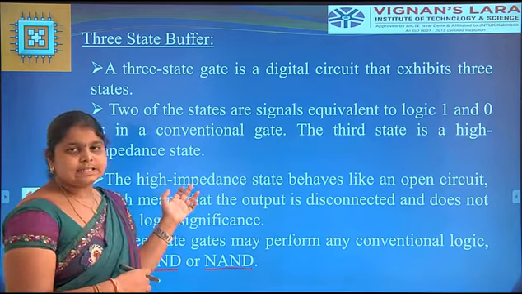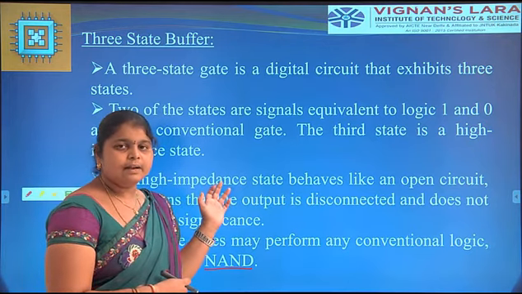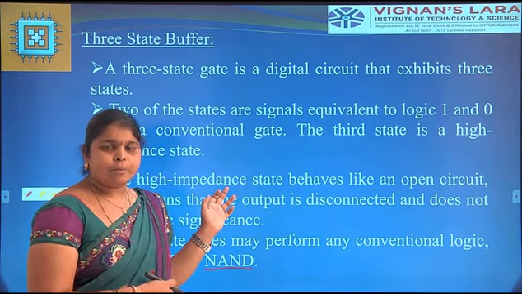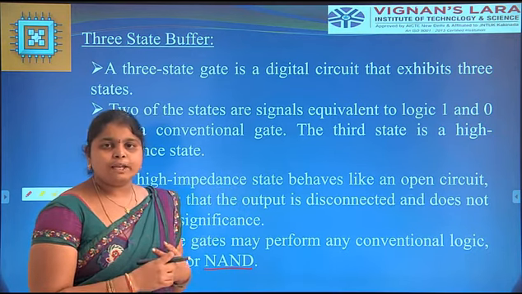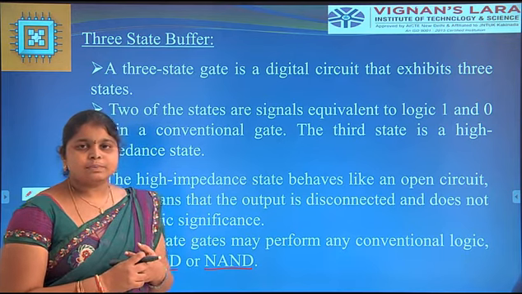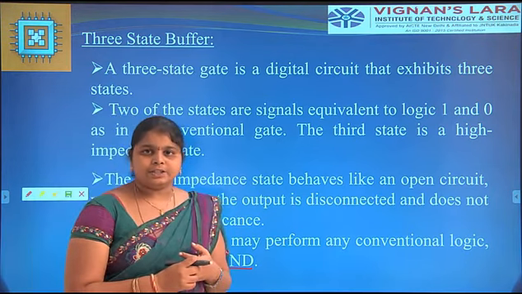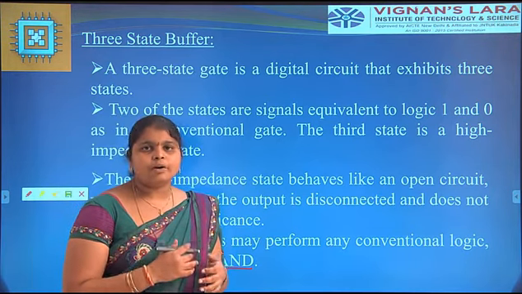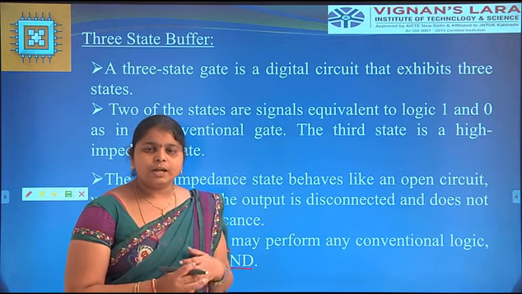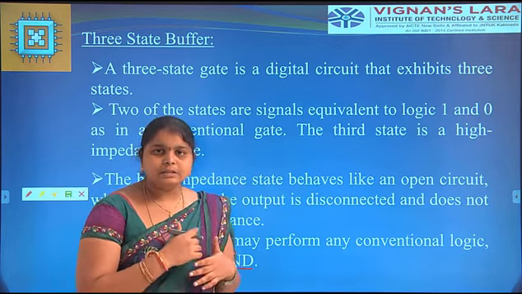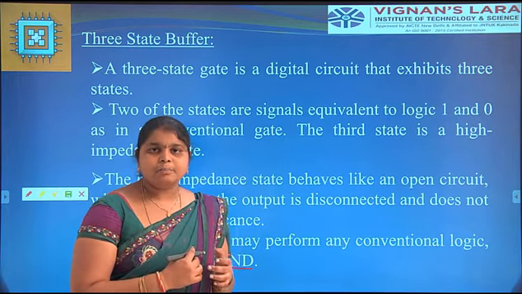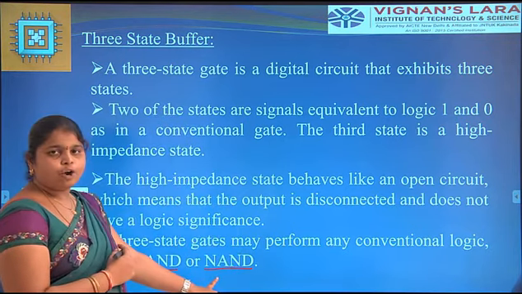Okay, the three-state buffer is a digital circuit. It has three states: logical 0, logical 1 and high impedance. What is the meaning of high impedance? High impedance means there is no output representation. It is an open circuit and is disconnected from the circuit. The circuit is designed by using AND and NAND formats.